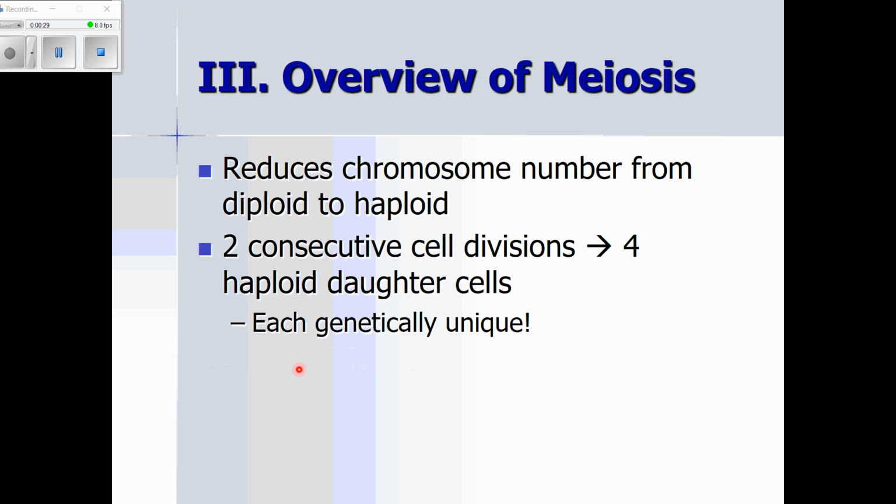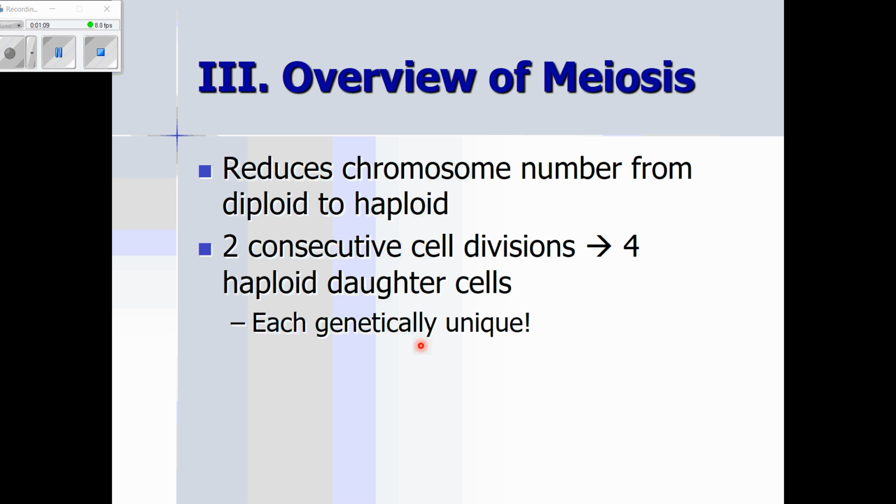First of all, an overview. Meiosis reduces the chromosome number from diploid to haploid. We discussed what that means previously. Meiosis involves 2 consecutive cell divisions. So again, that's 1 cell dividing to make 2, and then a second round where the 2 cells divide again to make 4. So we end up with 4 haploid, genetically unique daughter cells, which can then be used for reproductive purposes, either as spores or gametes.